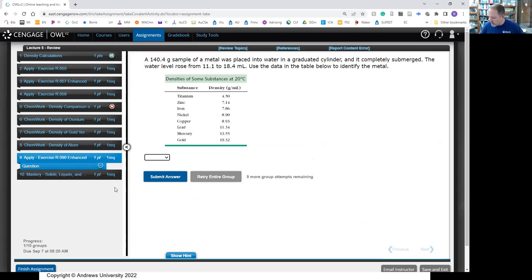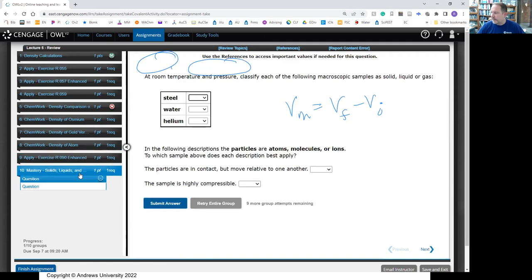You're given a mass of a sample, and you look at the volume displaced. So the volume of the metal is equal to the volume final minus the volume initial. So you're just going to subtract those two volumes to figure out the volume there. Go look at the notes from class. All right. Lastly, what do we got here?